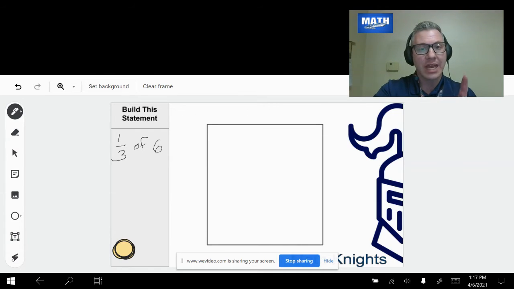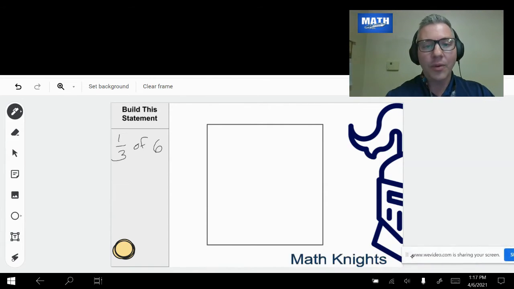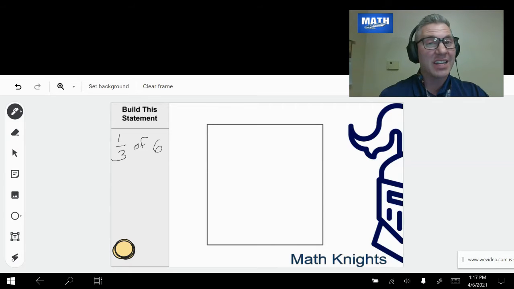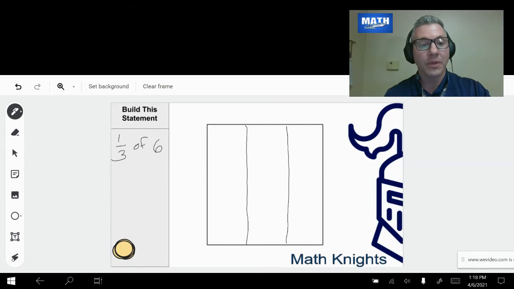What I do know is how to make thirds out of a shape. We're going to use the square in the middle here. I'm going to move this over, and we're going to divide this shape into thirds. So take this square, and I'm going to divide it into thirds. I'm going to make them vertical. So now that I have this shape broken into thirds, how do I use it to find the fraction of a number?